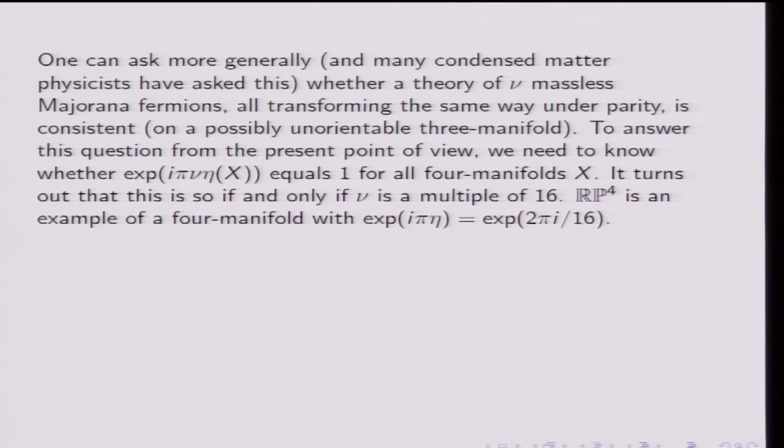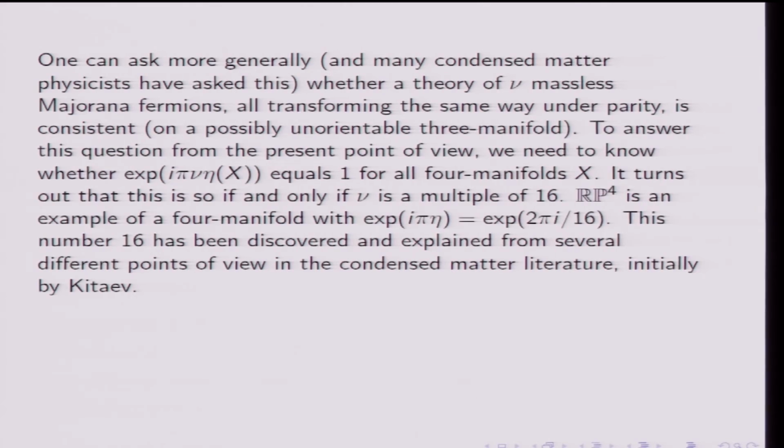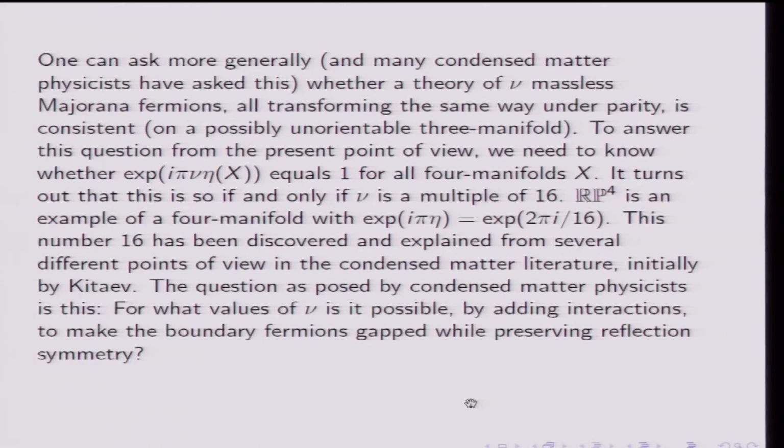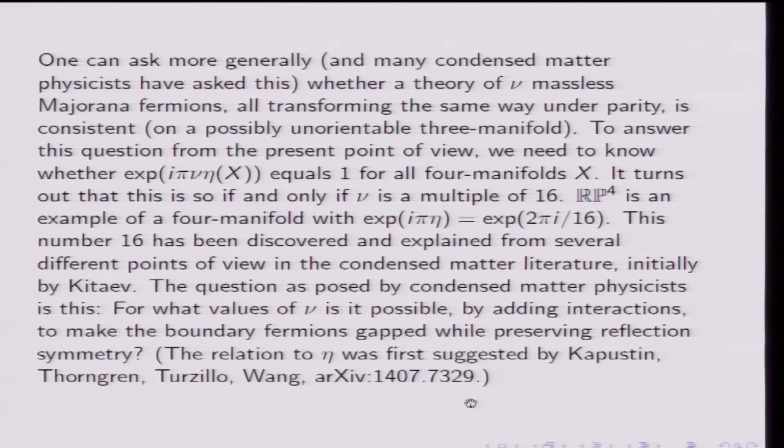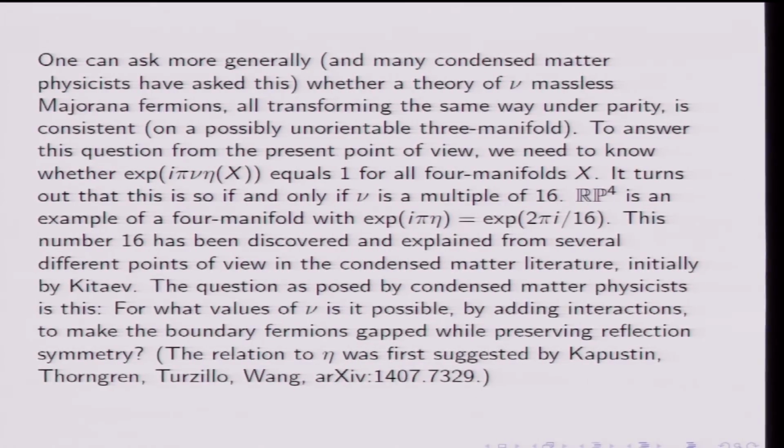RP4 is an example of a four manifold where e to the i pi eta is e to the 2 pi i over 16. So to get 1, you need to take the 16th power of e to the i pi eta. In other words, the number of massless Majorana fermions should be a multiple of 16. The number 16 has been discovered and explained from many points of view in the condensed matter literature. And I don't quite have time to explain how the condensed matter physicists pose the question, although I've stated it here. Well, very briefly, they ask whether if you have nu massless Majorana fermions and you add some possibly irrelevant but strong couplings, can you cause the boundary theory to be gapped? And they show, or argue at least, that that's only possible if nu is a multiple of 16.